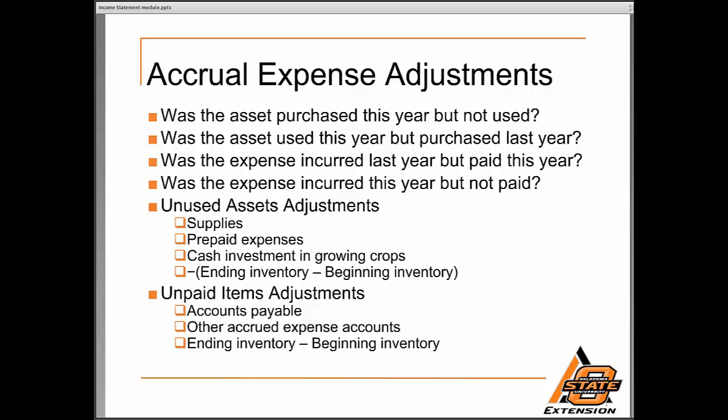Beginning and ending balance sheet inventories of supplies, prepaid expenses, and cash investment in growing crops are used to make this adjustment. Just as with revenue adjustments, subtract beginning inventory from ending inventory to determine the amount of adjustment. The unused asset adjustment will be a negative adjustment.